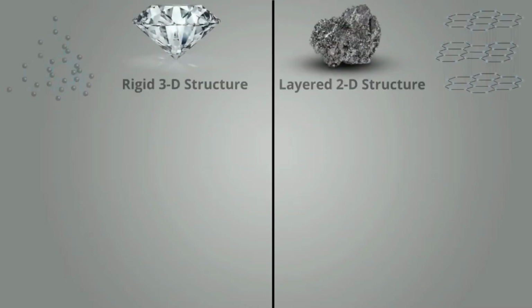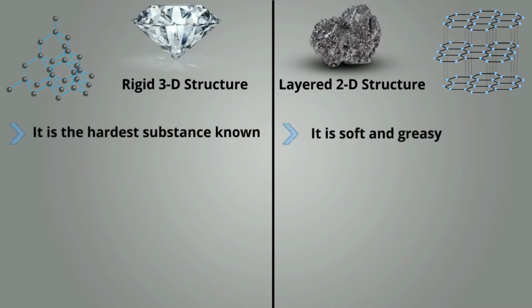Diamond has a rigid 3-dimensional structure and graphite has a 2-dimensional sheet-like structure which lies one above the other. Diamond is the hardest substance known, whereas graphite is soft and greasy, which makes it useful as a lubricant in heavy machineries working at high temperature.